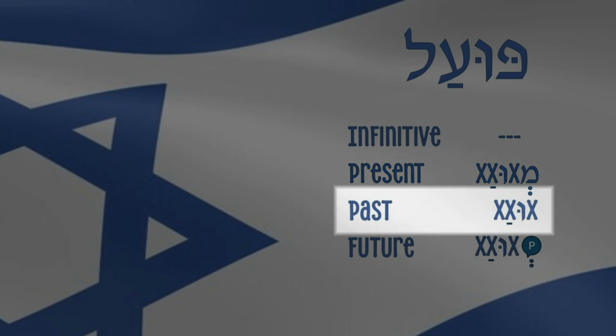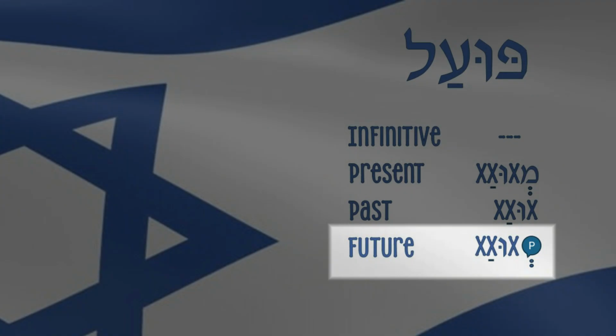The past tense has no prefix, and it has an u'a vowel pattern. So this is the one that, remember, if you're reading it without nikud, the past tense of pu'al can look like the present tense of a pa'al verb. So you've got to be careful with it. And then the future tense is going to have the same vowel pattern as the present tense, except that instead of the mem prefix, it's going to have the appropriate personal prefix. So, ye'u'a.